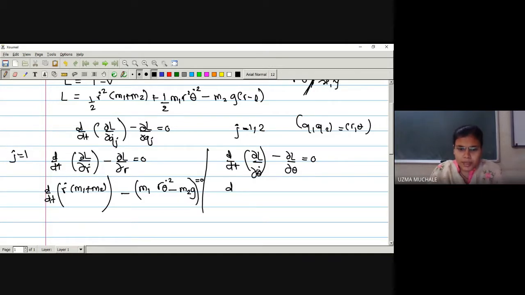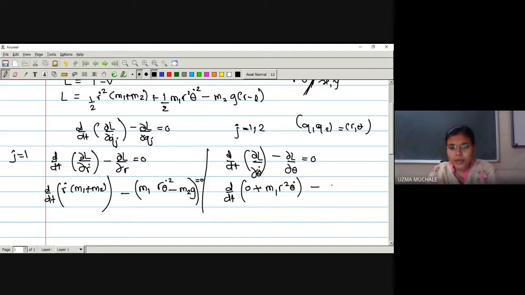In a very similar way, we'll evaluate the second equation, L with respect to theta dot. How many terms in L have theta dot? In the first term there is no theta dot, so that will be 0. In the second term the 2 gets cancelled, and we have m1 r square as it is, because the derivative of theta dot square is 2 theta dot, which cancels, and we remain with only theta dot. Again, there is no term of theta dot in the third term, so that is also 0.